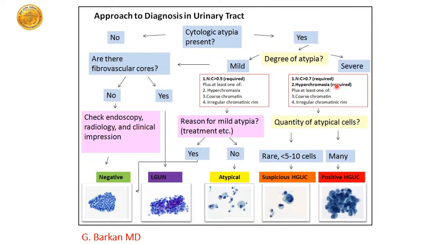And when we come to severe atypia, as I've already told you, it's the quantity of atypical cells which matters. If the number of abnormal cells is less than 5 to 10, please refrain from calling it an HGUC. You can call it suspicious for high-grade urothelial carcinoma. Actually, clinicians will treat both of them the same way, so it really doesn't matter, but from the reporting point of view, if it is below 5 to 10 cells, call it suspicious. If it is more than 10 cells and abnormalities are seen across, please call it positive for high-grade urothelial cancer. Next slide, please.